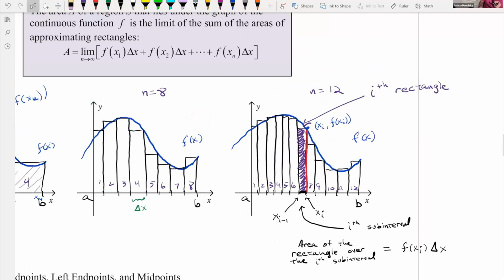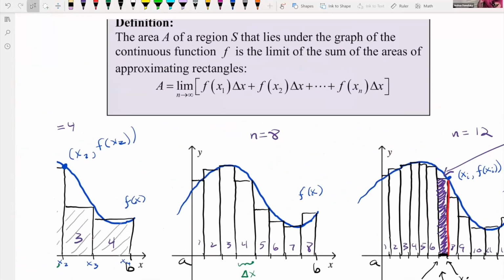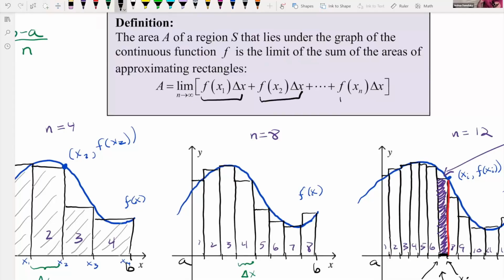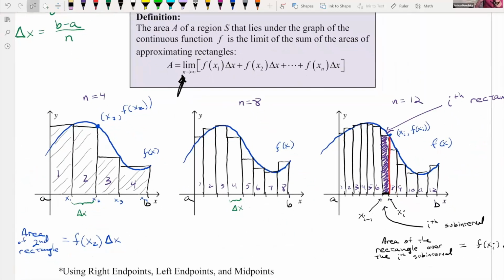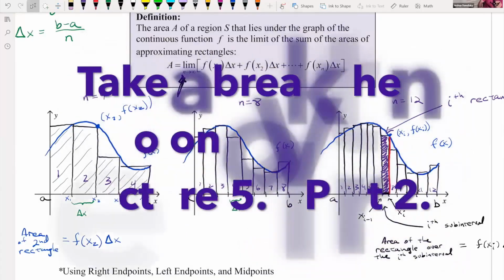And so if we come up here, you'll notice that's what we have with each one of these. We've got, in each case, a height times a width. f of x sub 1 is going to be the height of the first rectangle times delta x, the width. And then you take the height of the second rectangle times the width. And you do that until you get to the nth rectangle. And so this is the sum of a bunch of areas of rectangles. How many? n of them. But then if we take the limit as the number goes to infinity, as we get more and more rectangles, we're getting closer and closer to the area under the curve. And that's what the limit is doing there.